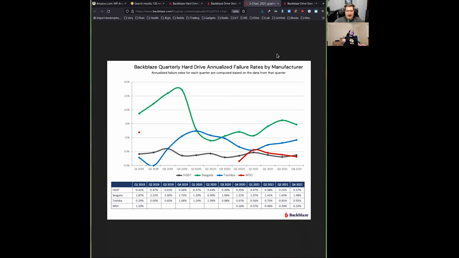Especially, we see some pretty wild swings on Seagate, for example. In Q2 2020, they're under 1%, but you go a couple months back to Q4 2019 or so, and they're above 2.5%, like 2 3/4 or something like that. So it might depend on where you are in the cycle for what you get as well.